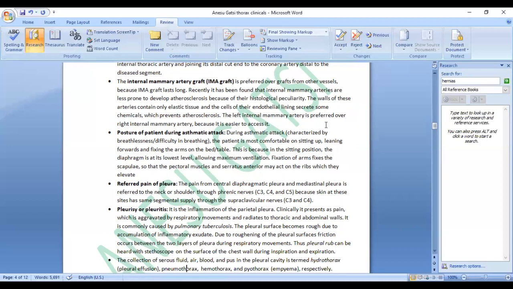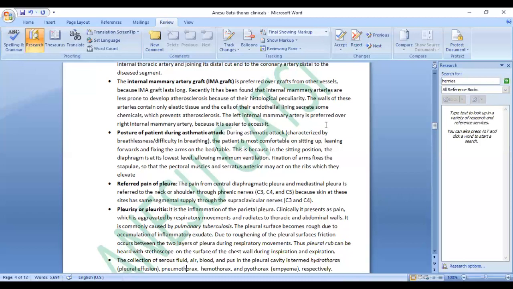So the pleural surface will actually become rough due to accumulation of inflammatory exudate. Exudate is the fluid that is actually released in inflammation and contains inflammatory proteins and so forth, different from transudate. So due to this roughening, you may have the two layers of pleura rubbing on each other during respiratory movements, and this pleural rub can be heard with a stethoscope.